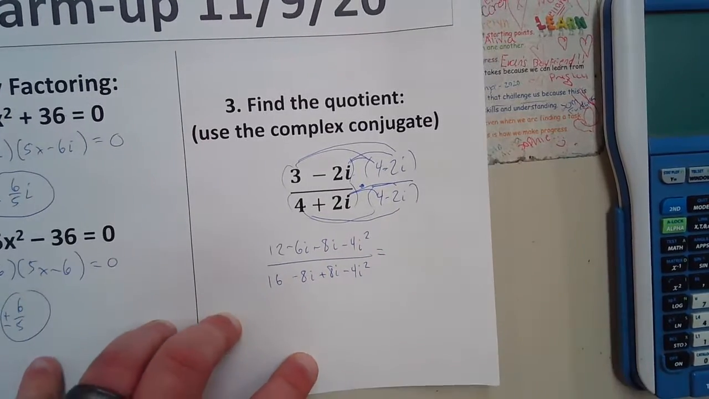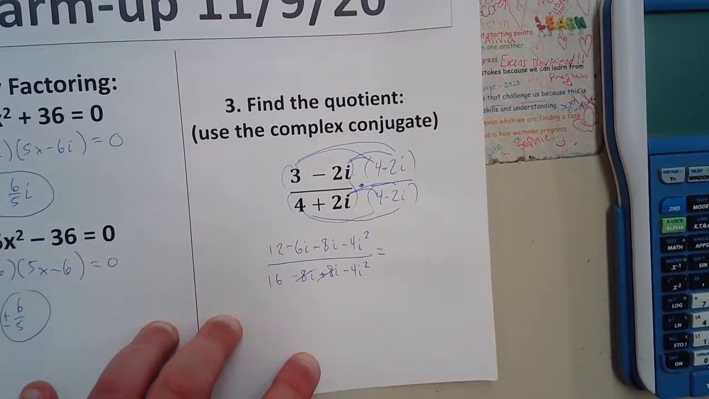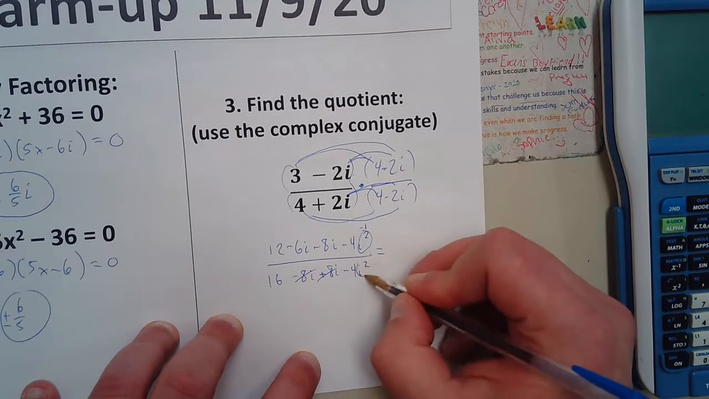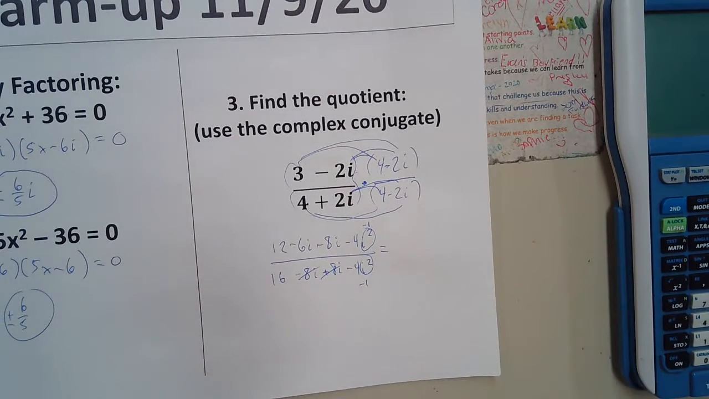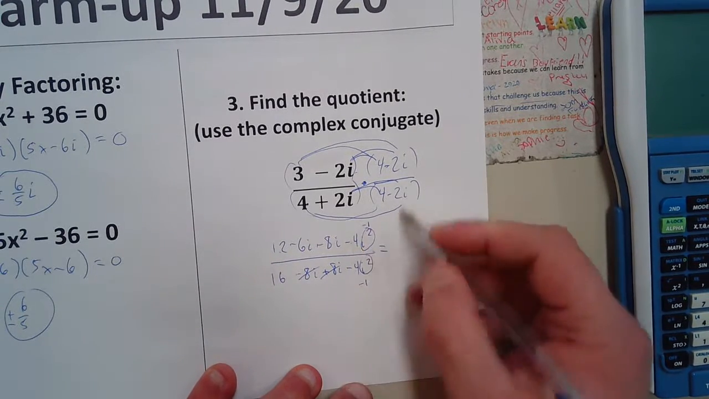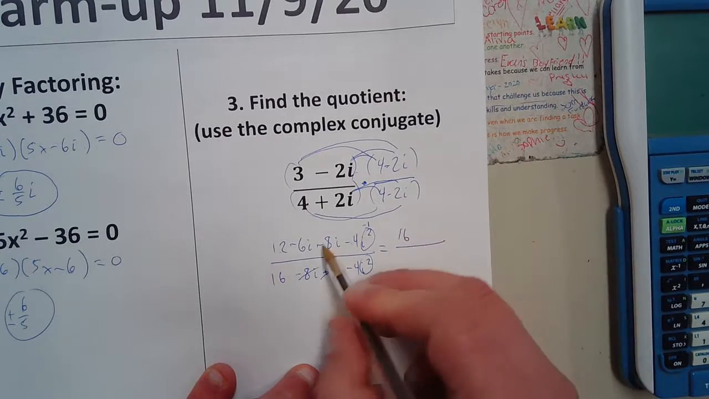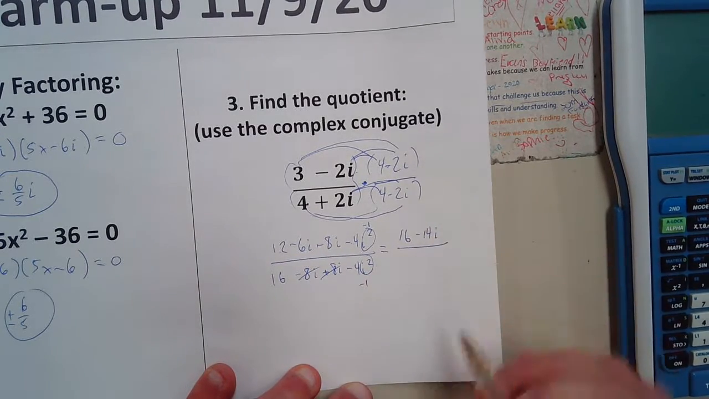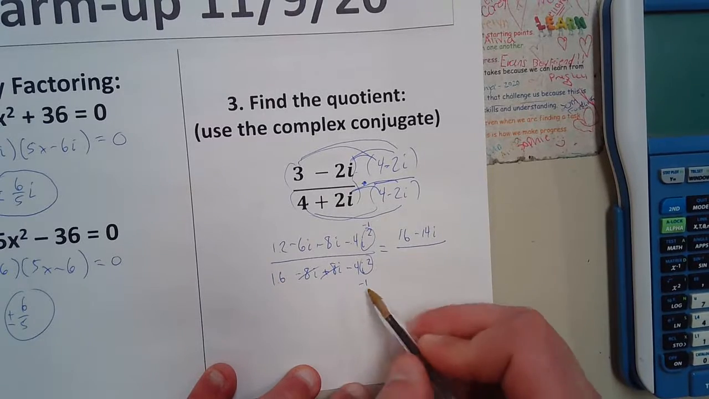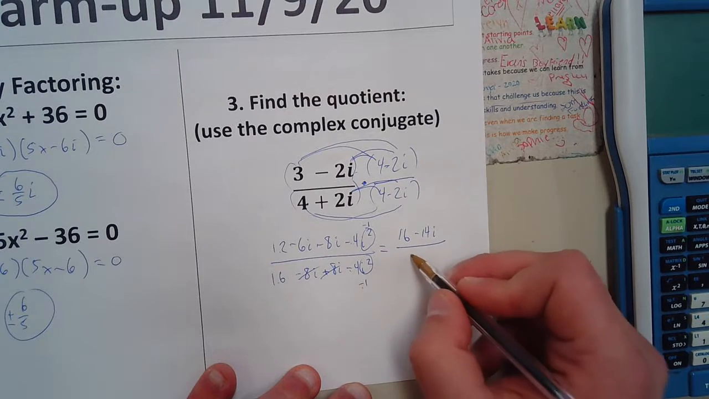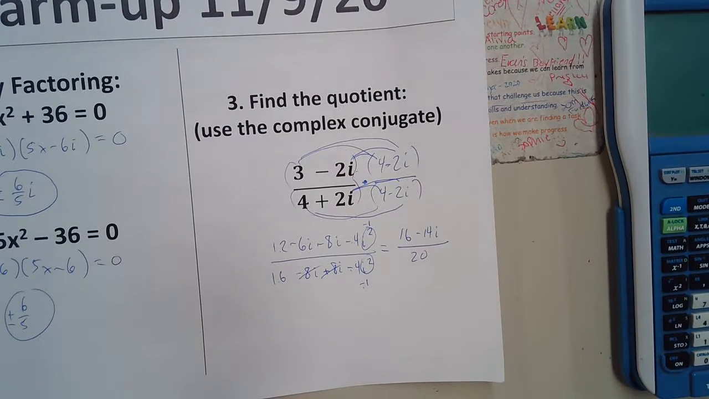All right, so what does this all simplify to? The i's there will cancel, and then remember, anywhere you have an i squared is going to just become the number negative 1. The i will be gone. So this one is 12 plus 4, so that's going to be 16. And then negative 6i minus 8i is a negative 14i. And this would be 16 minus negative 4, so that's going to become plus 4, which is going to be 20. So I've got that as my answer.